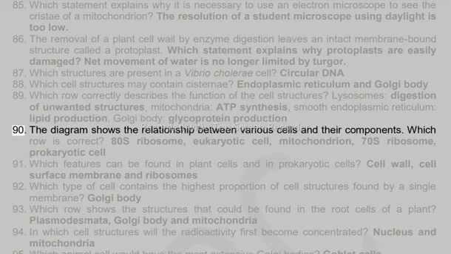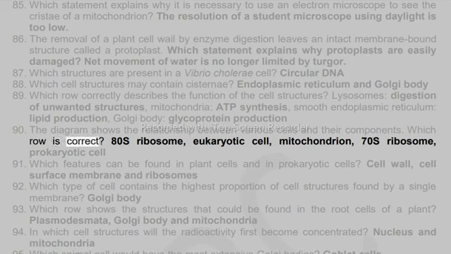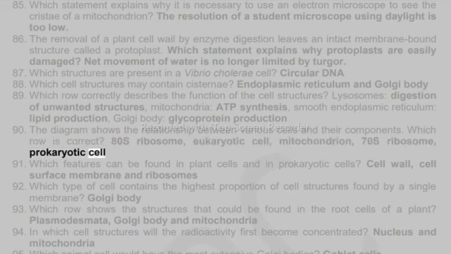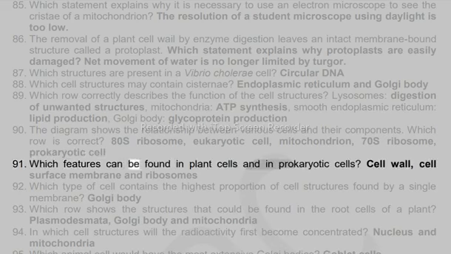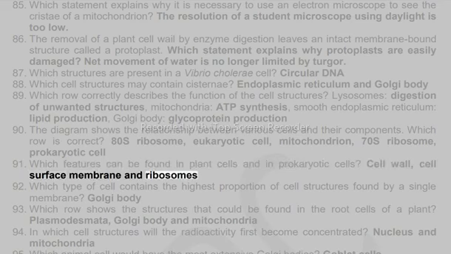90. The diagram shows the relationship between various cells and their components. Which row is correct? 80S ribosome, eukaryotic cell; mitochondrion, 70S ribosome, prokaryotic cell. 91. Which features can be found in plant cells and in prokaryotic cells? Cell wall, cell surface membrane and ribosomes.